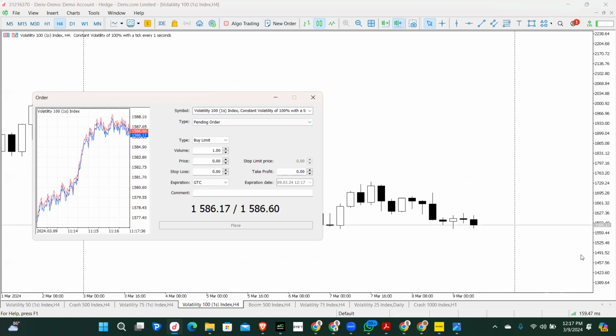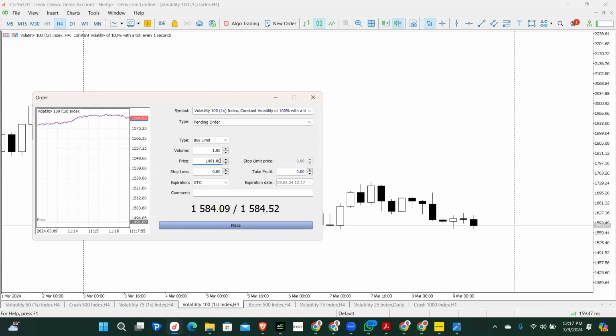So I'll buy at the price of 1491.52. I'll still explain this volume or lot size. So this is the price I'm buying at, 1491.52. All right, then since I'm buying, my stop loss has to be a level below my entry.